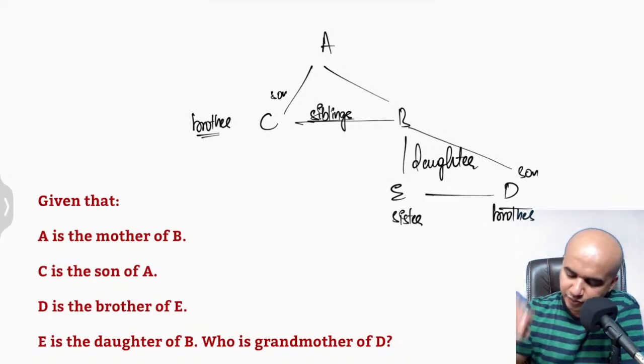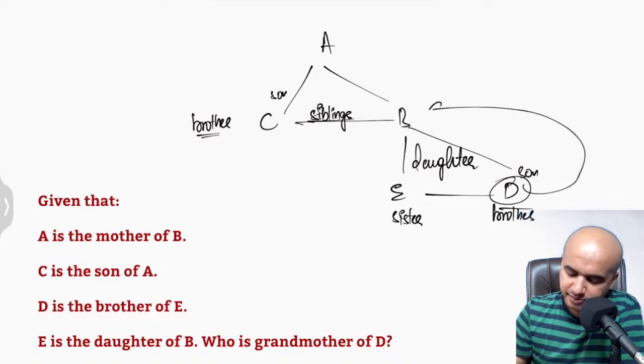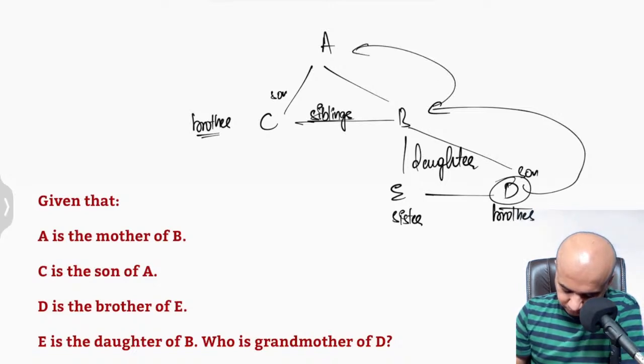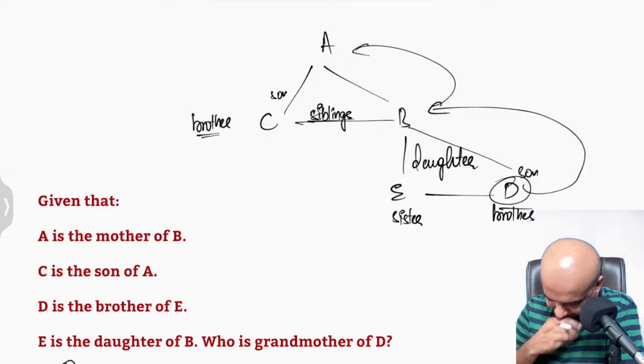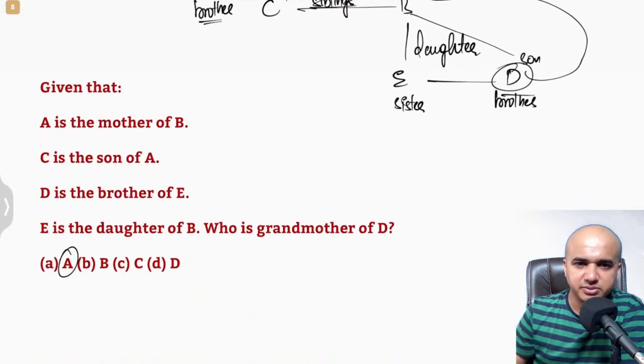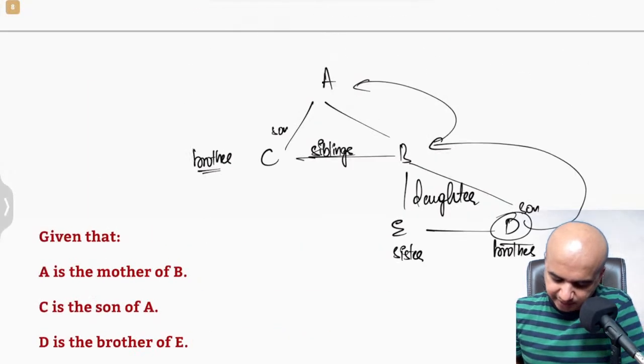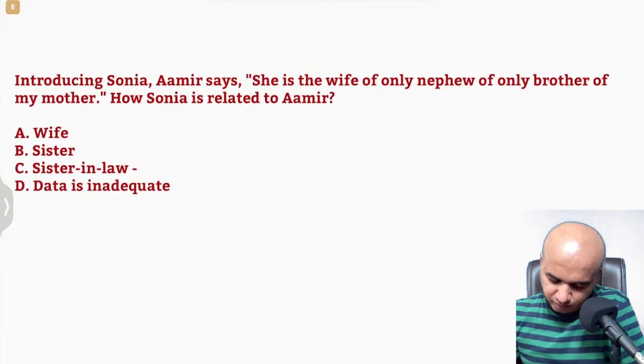Who is the grandmother of D? Mother's mother or father's mother? In this case, mother. Mother is B. No, mother, or it could be even father also. Yeah, and their mother is A. Option A. So this was easy. Grandmother of D is A. Moving on.